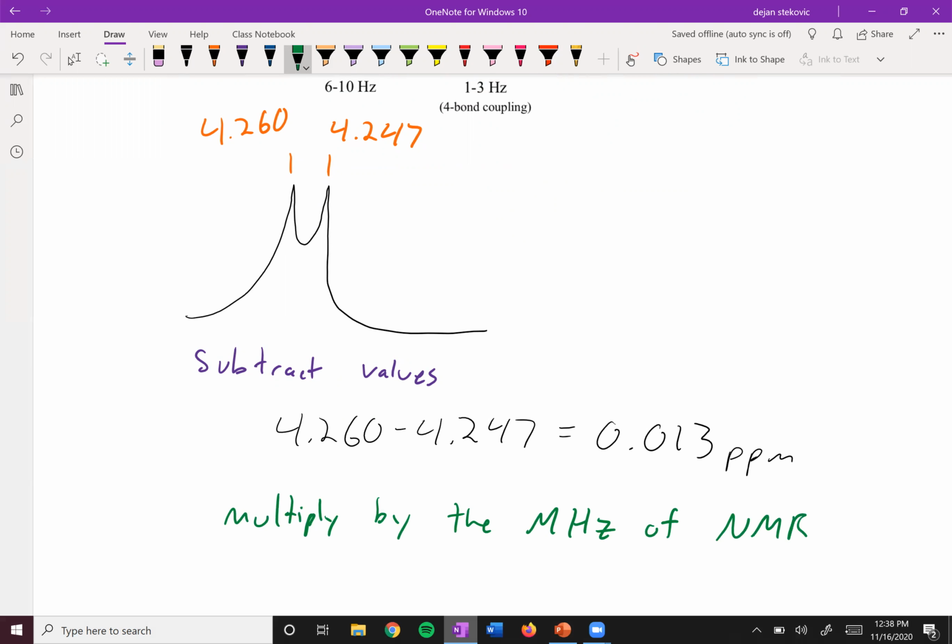Right, so NMRs go from like approximately 70 megahertz to 900 and above. So for example, let's say this was taken on a 500 megahertz NMR. We would simply take this 0.013, multiply it by 500, and get 6.5 hertz.